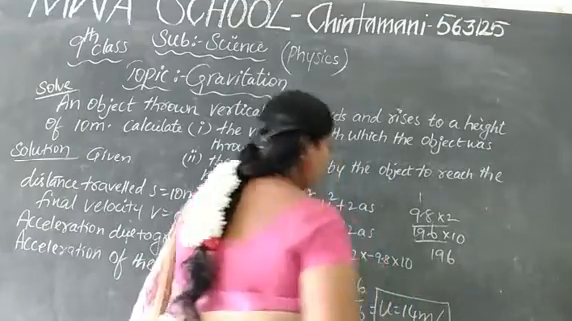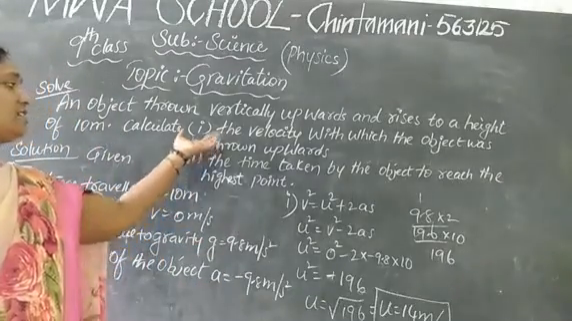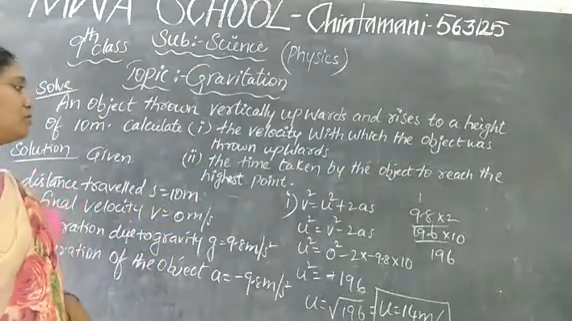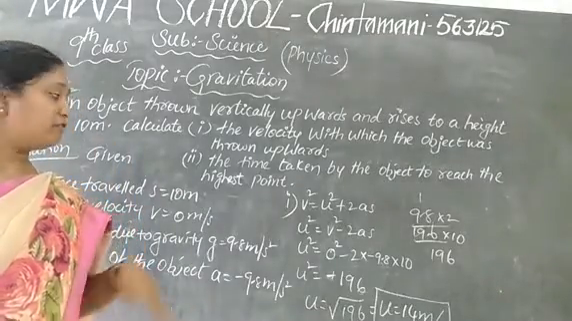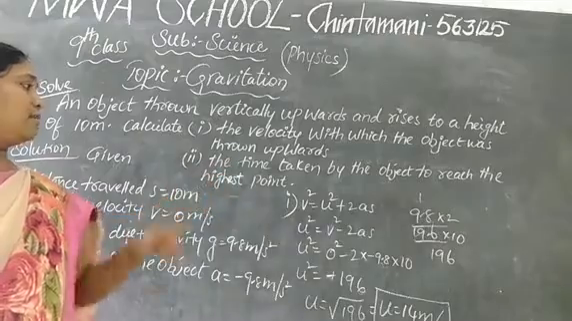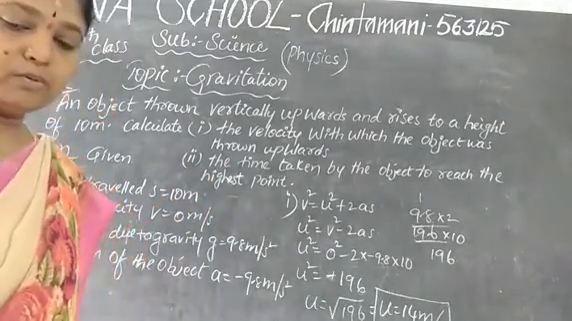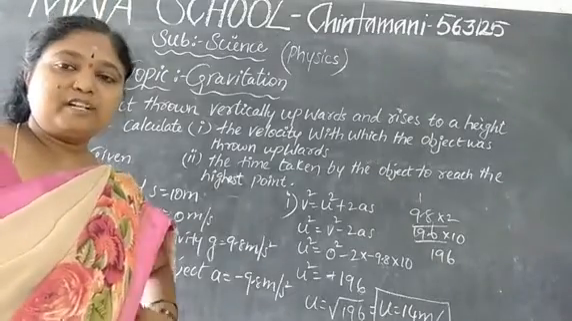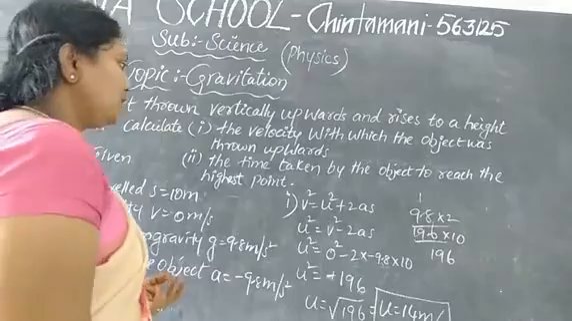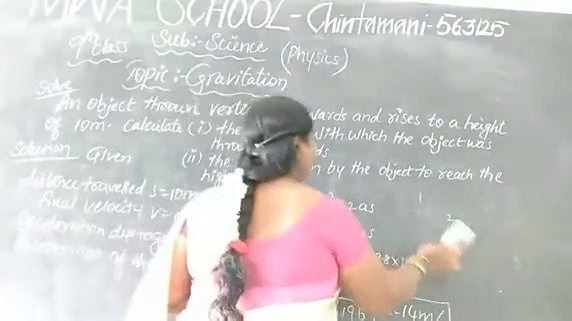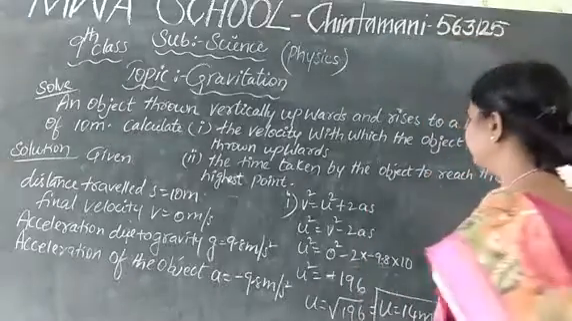So after this we have completed the first question. What they have asked: the velocity with which the object was thrown upwards. Then we have to find the next one: the time taken by the object to reach the highest point. So what's the formula for the time, children? Take the formula as V is equal to U plus AT.